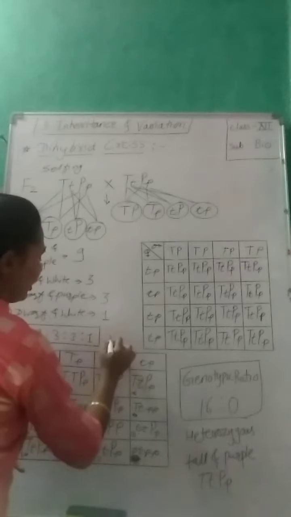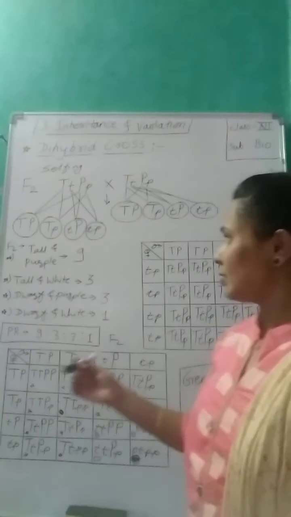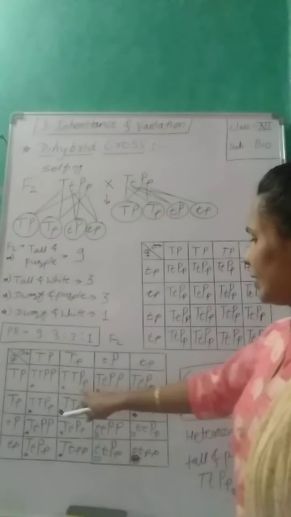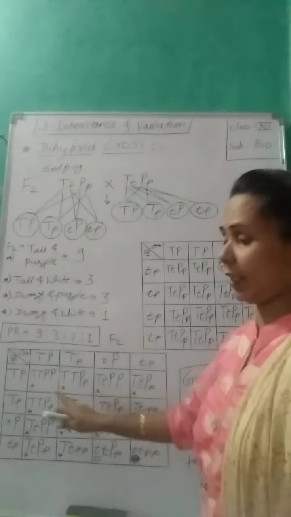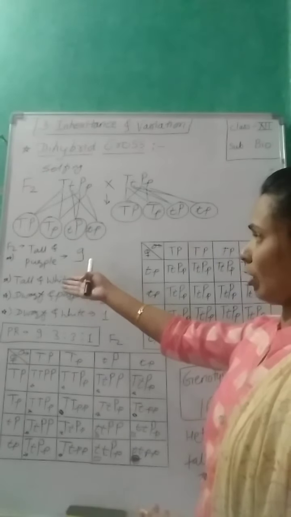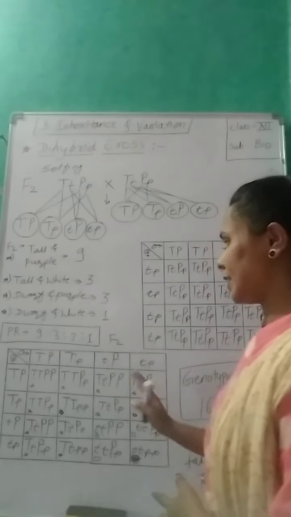So phenotypic ratio is shown by 9:3:3:1. So this is the phenotypic ratio for F2 generations in dihybrid cross. Okay. And the gametes, we are knowing all these gametes, means this capital T, small capital P for dwarf, tallness and white, like that all the gametes are present.